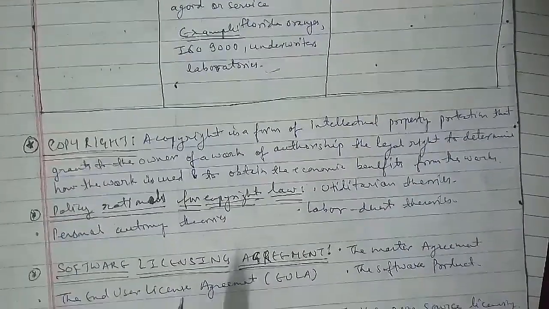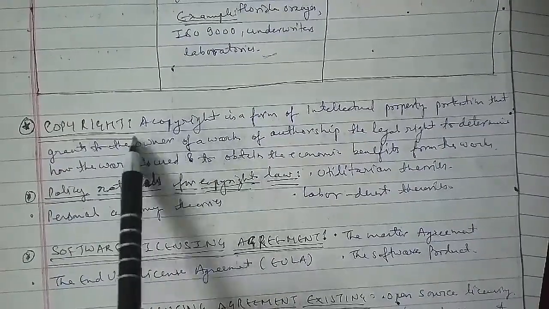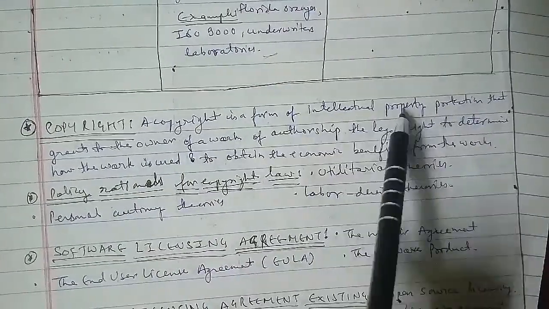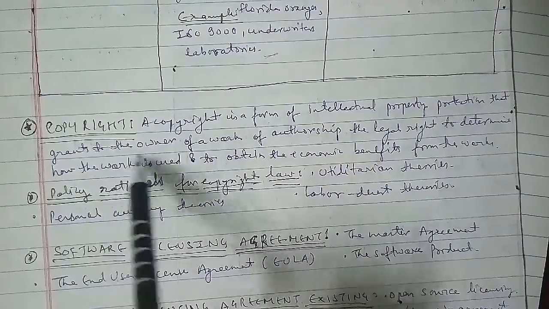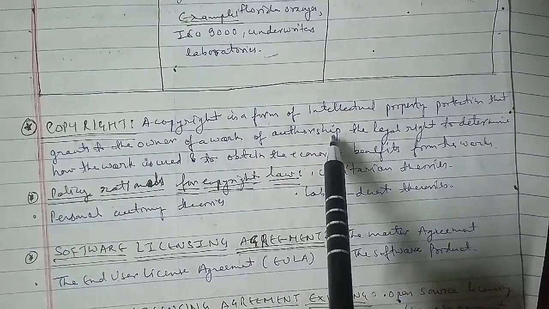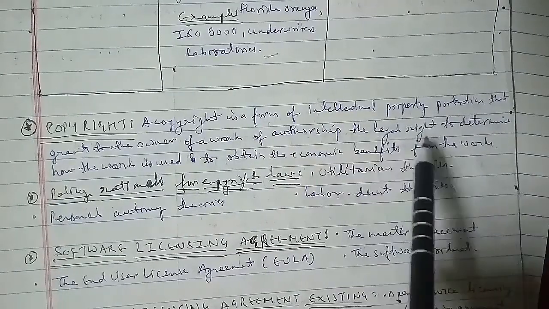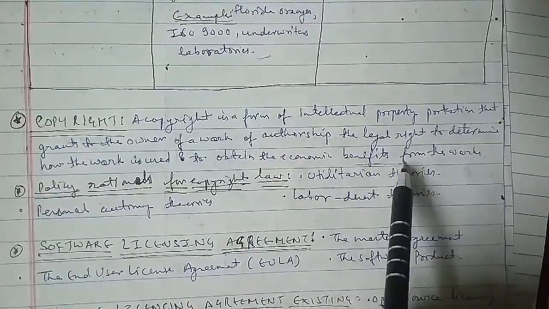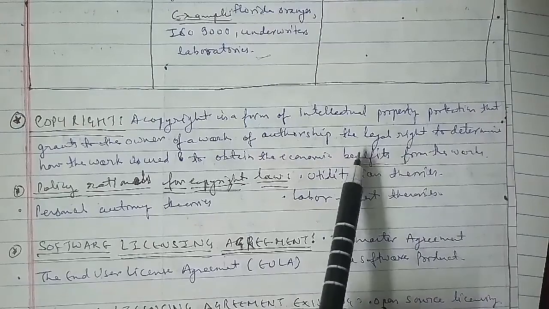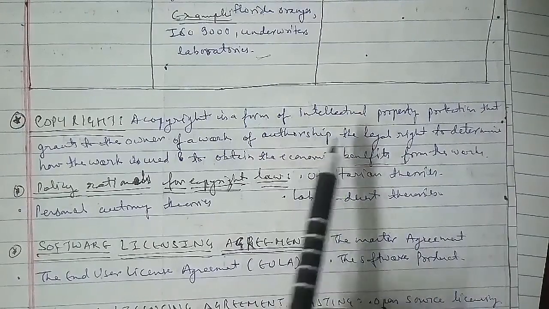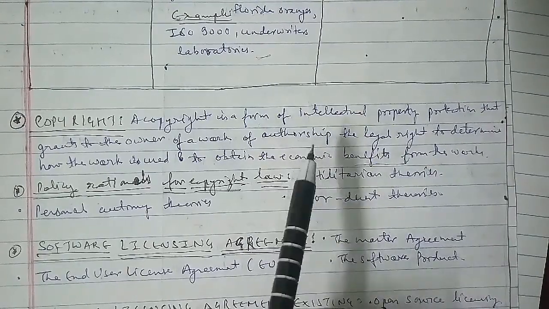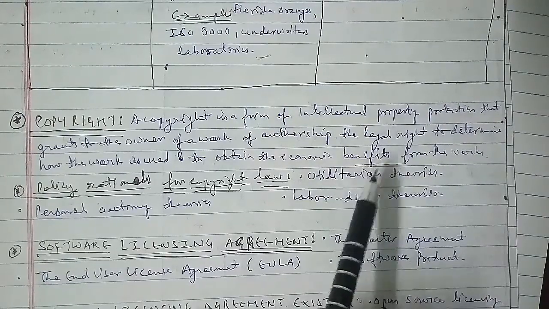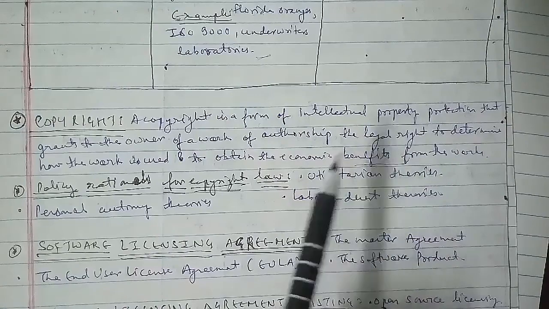The policy rationales for copyright law are utilitarian theories, personal autonomy theories, and the labor desert theory. The utilitarian theory maximizes social welfare by creating limited monopoly rights to incentivize creative works. The personal autonomy theories grant authors control over their creations. And the labor desert theory grants property rights in the work created by the labor of an individual as well.